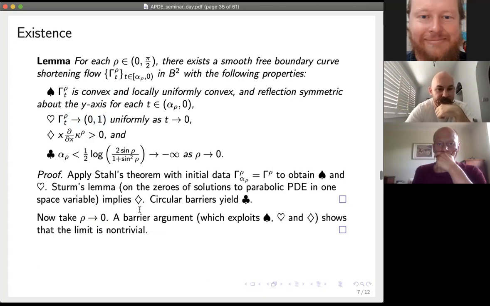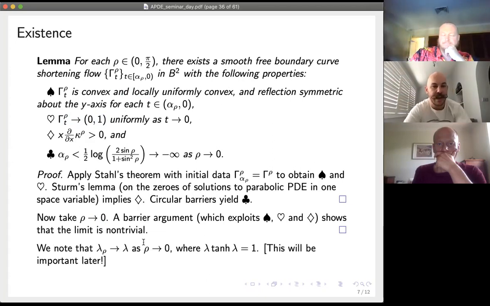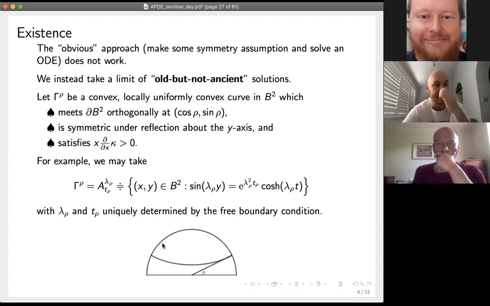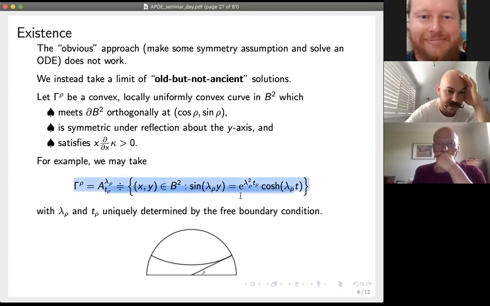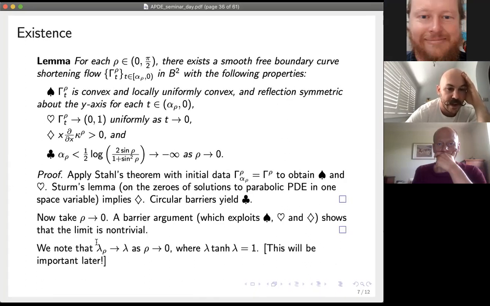Okay, so that's the existence. And let us note that, if we go back to how we cooked up this initial data, and look at how this scale factor lambda rho depends on rho, you can show that lambda rho converges to this solution as rho goes to 0.